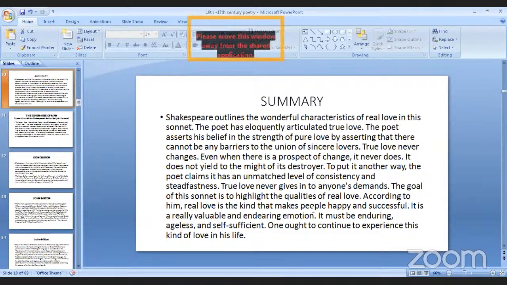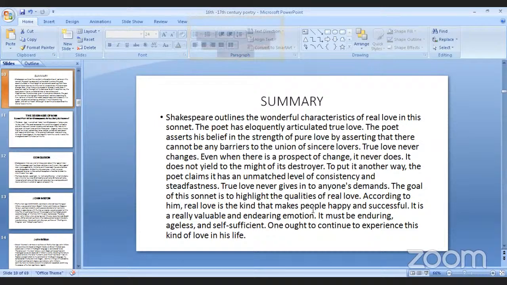Here, Shakespeare outlines the wonderful characteristics of real love in the sonnet. The poet has eloquently articulated true love. The poet asserts his belief in the strength of pure love by asserting that there cannot be any barriers to the union of sincere lovers. True love never changes, okay? So even when there is a prospect of change, it never does.